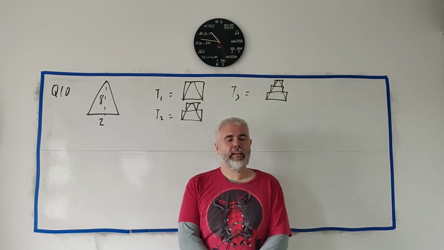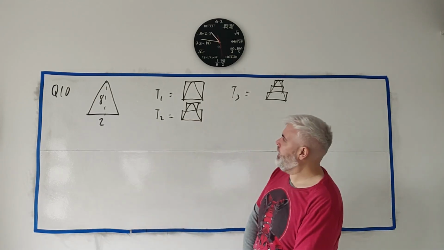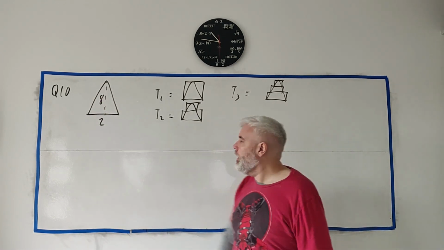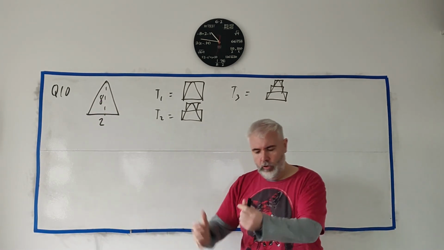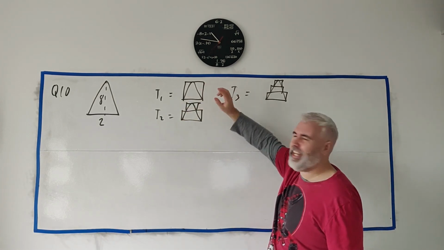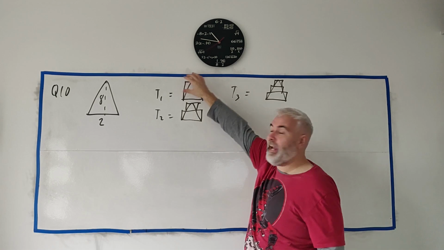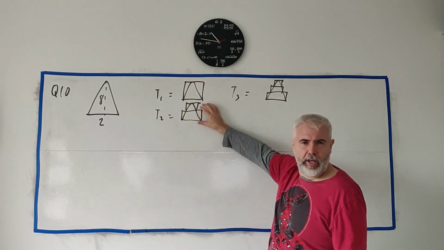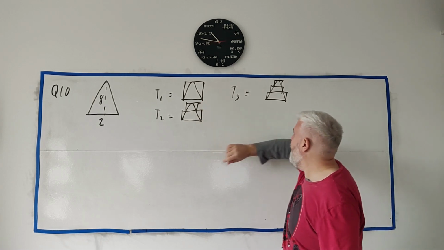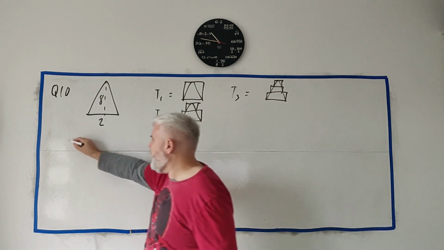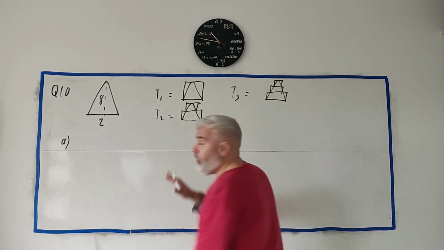The setup for question 10 is all about a triangle of base 2, height 8. But we're setting up this sort of series where T1 is equal to the area of a rectangle drawn around this triangle. T2 is 2 rectangles, they're both equal height. T3 is 3 rectangles. And for part A, they simply want you to draw T4.